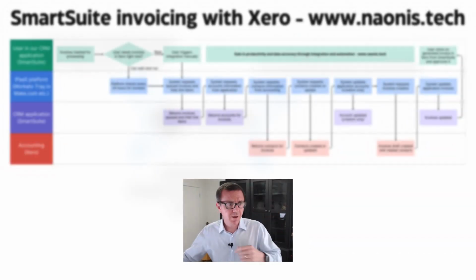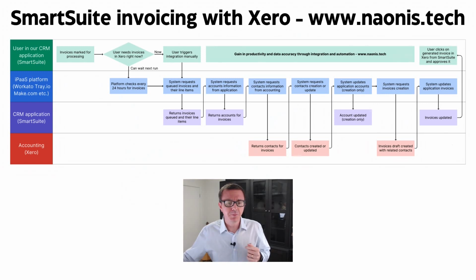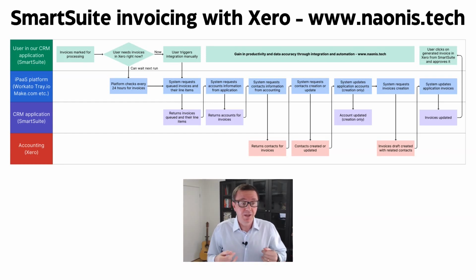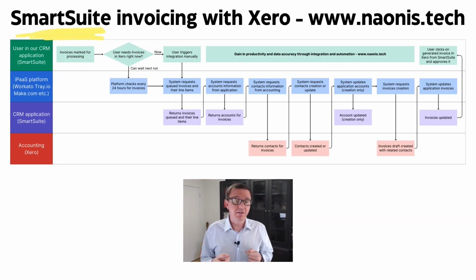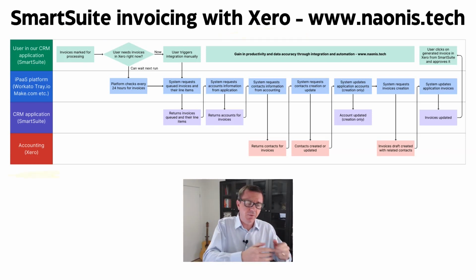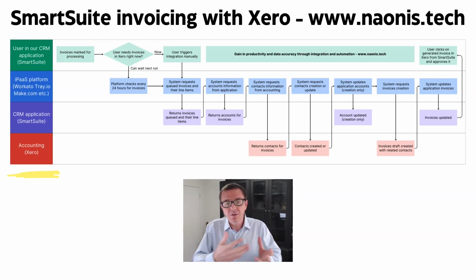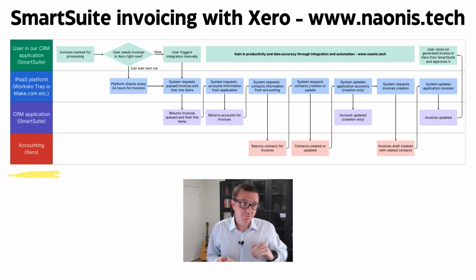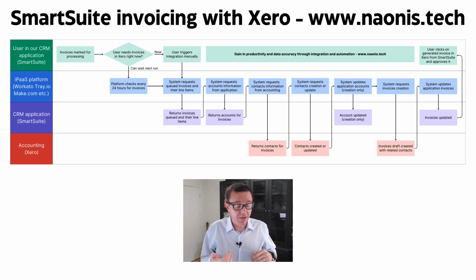Now let's go even one more level deeper to understand more about the full end-to-end process. With this diagram, you can see that we chose two products, SmartSuite as the CRM system, and Xero as the invoicing system. On the left-hand side, we can see the actors, so the people or systems that interact with this process. The first one is the user in our CRM application, which is SmartSuite. The second one is the iPaaS platform. The third one is the CRM application, which is SmartSuite. And the last one is the accounting software, which is Xero in our case.